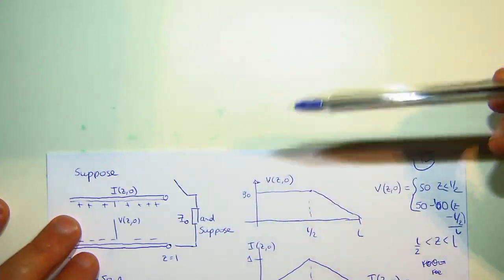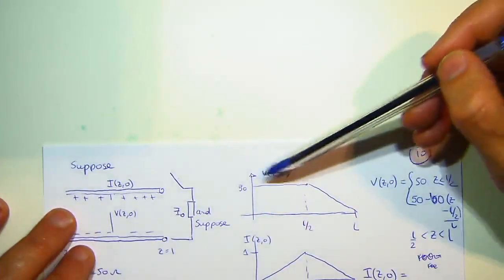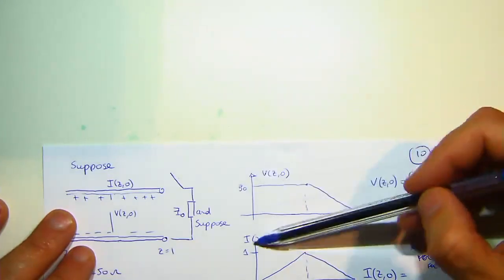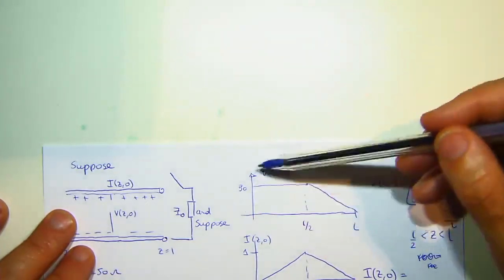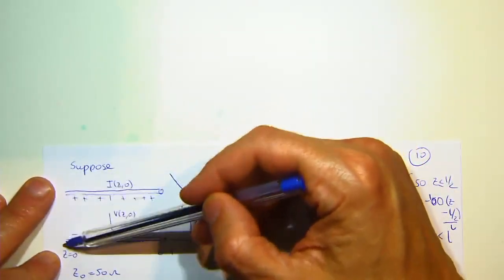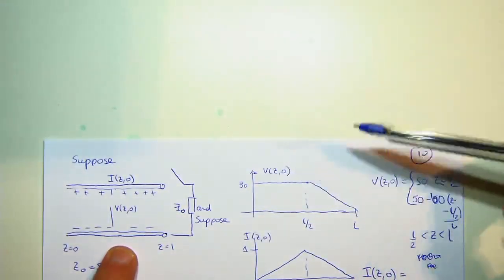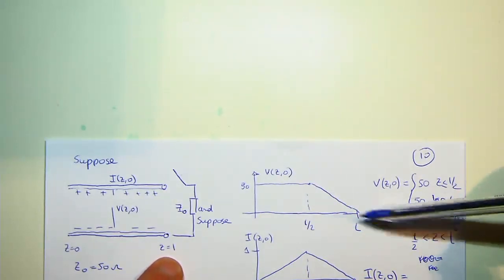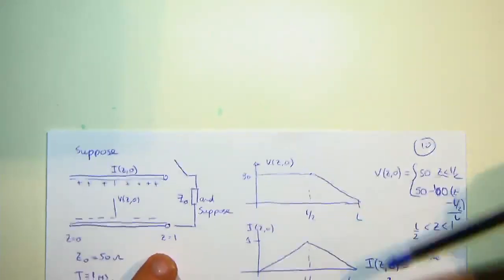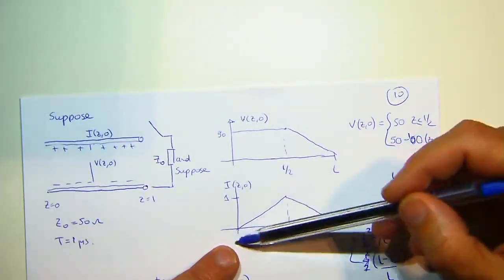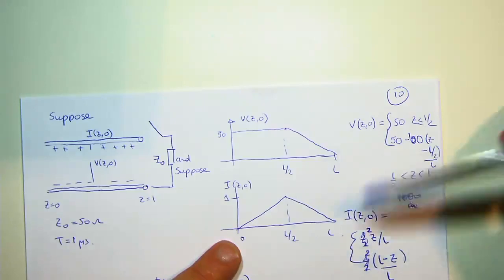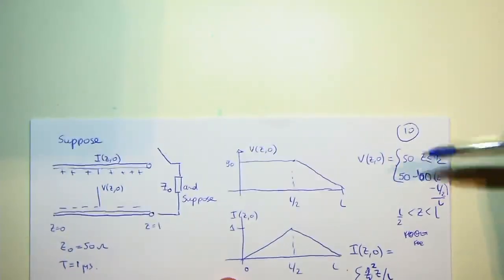Now, for argument's sake, let's assume that the voltage on this transmission line has the following spatial distribution: it's 50 volts from distance z equals 0 to L on 2, and then from L on 2 to the load, it decreases from 50 to 0. Likewise, let's assume that the current has the following pattern. Now you might say to me, Stan, where did you get all this? This is crazy, this is nuts, you're mad, all the compliments you can think of.